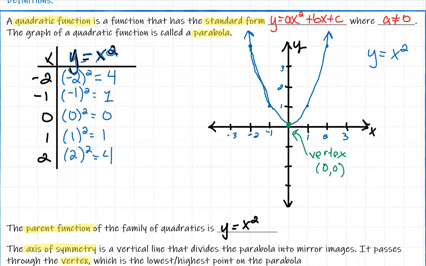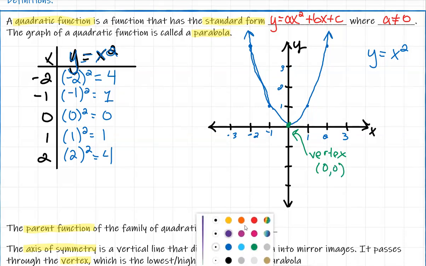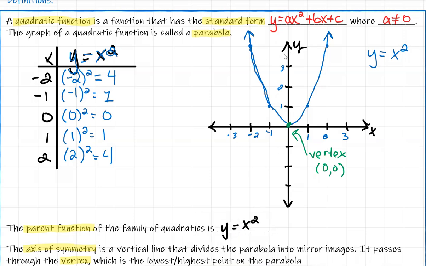Okay, let's change colors here really quick. And then we have our axis of symmetry, which cuts through the vertex and cuts the parabola in half. So if I were to show the axis of symmetry, this is what it would look like. And it just so happens to be the y-axis. So this is our axis of symmetry.